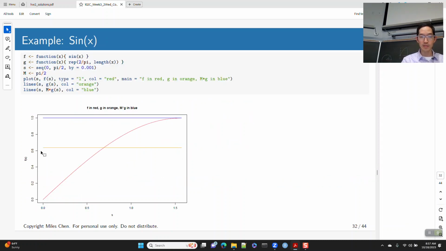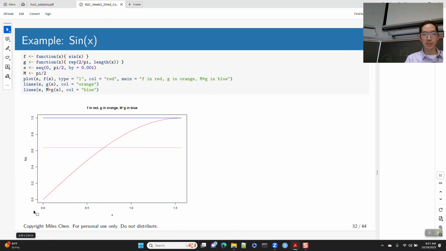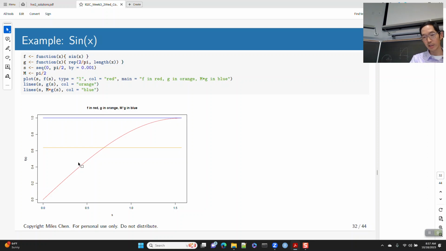This is a similar idea, just looking at the first half of this thing. Here we're going from 0 to pi over 2. Our target distribution is in red. The candidate distribution is going to be uniform, and we multiply it by this m, which is going to be pi over 2 here. Now this will have the same height of 1 here.